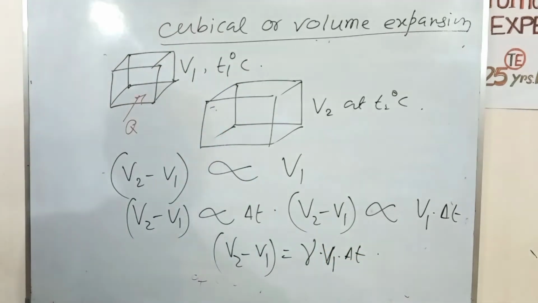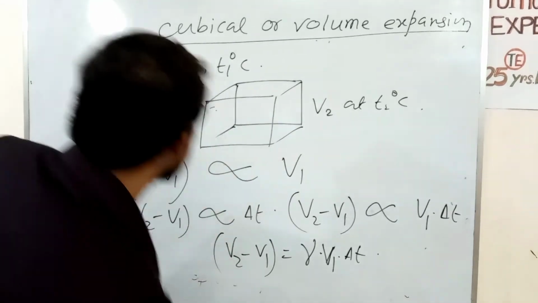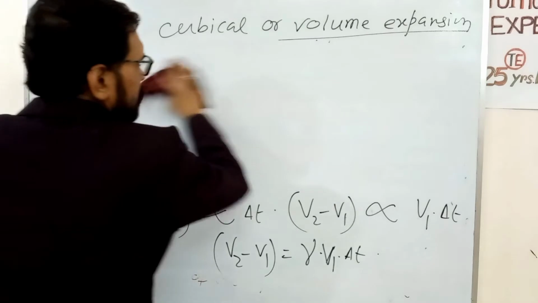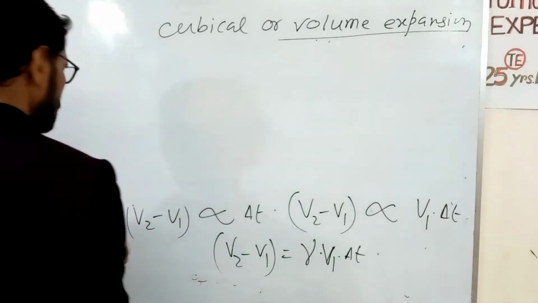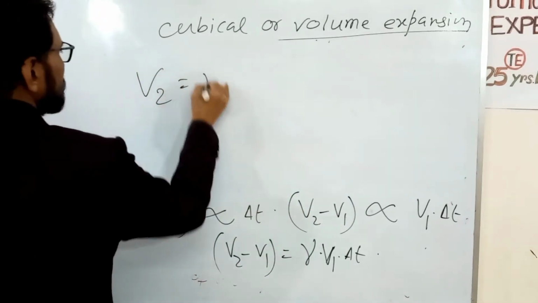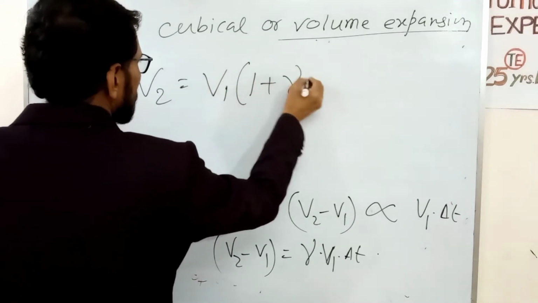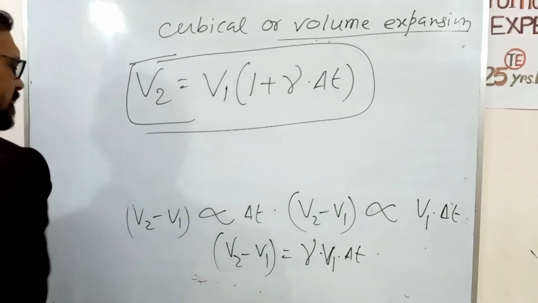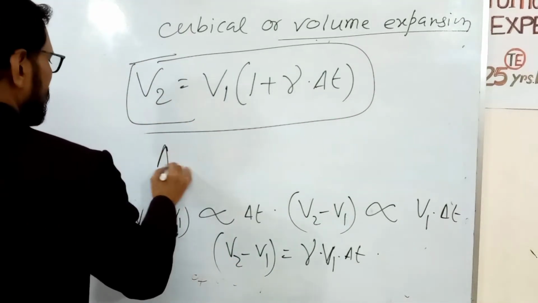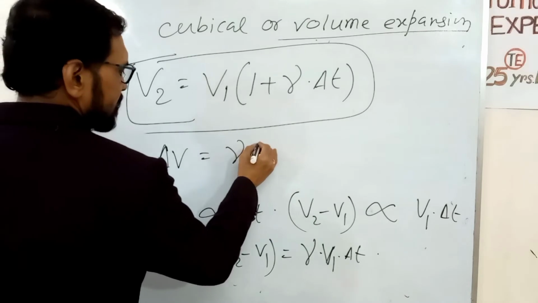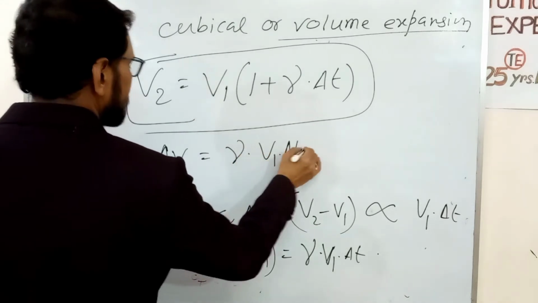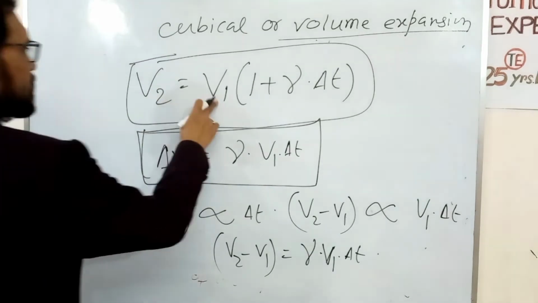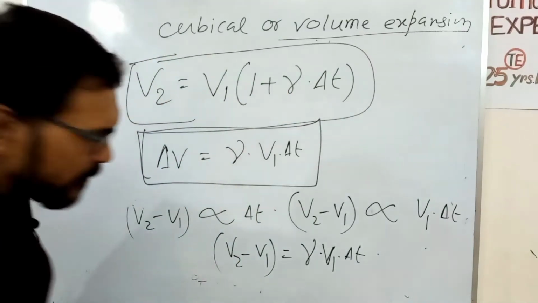So V2 equal to V1 into 1 plus gamma del T. This is the formula. And the increase of volume also has a formula, gamma V1 into del T. This is also one formula. V2 equal to final volume, V1 initial volume, gamma. What is gamma?